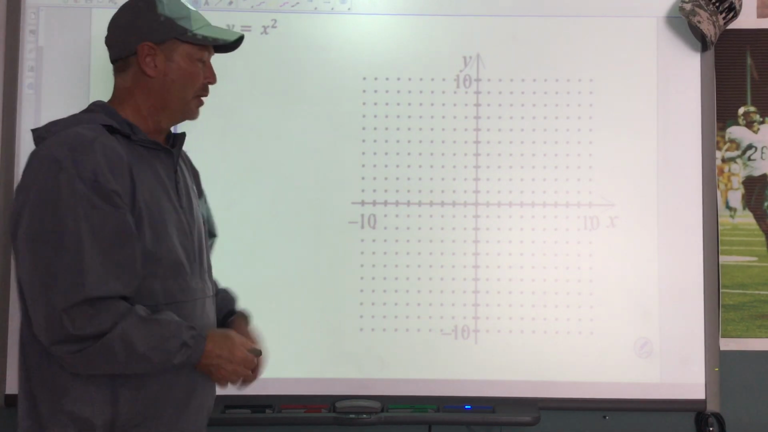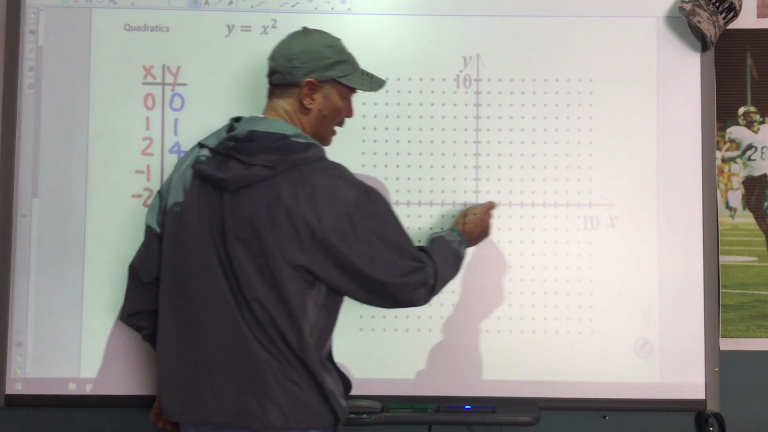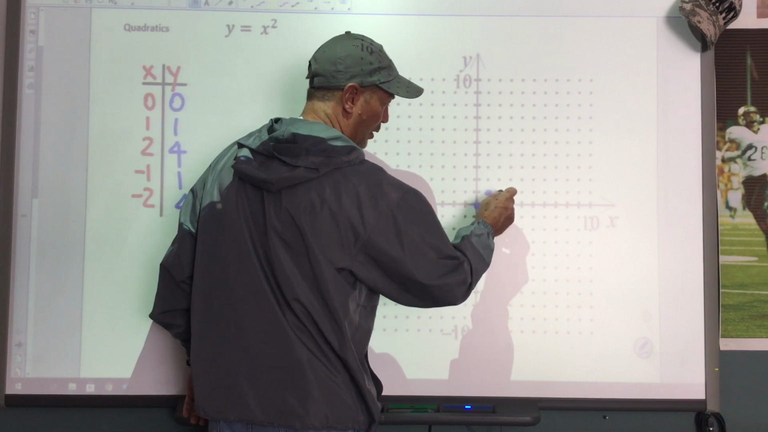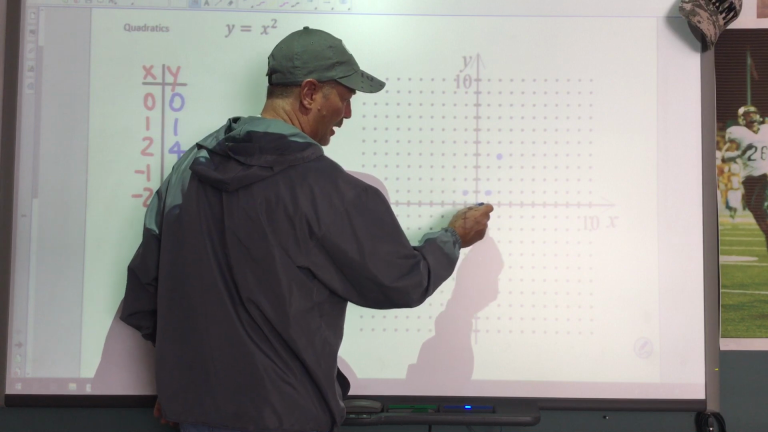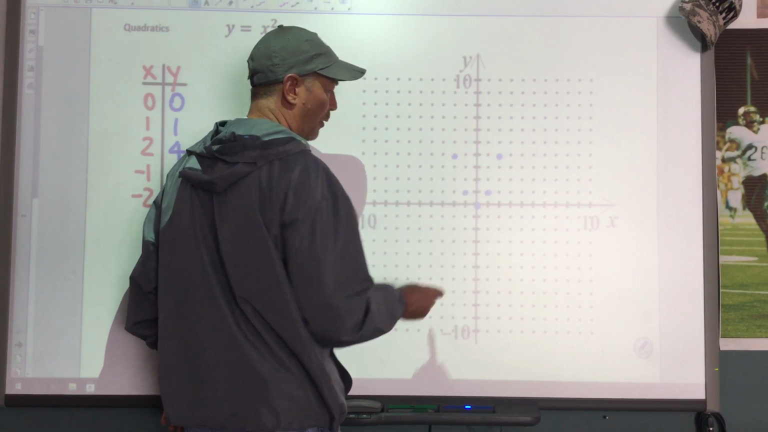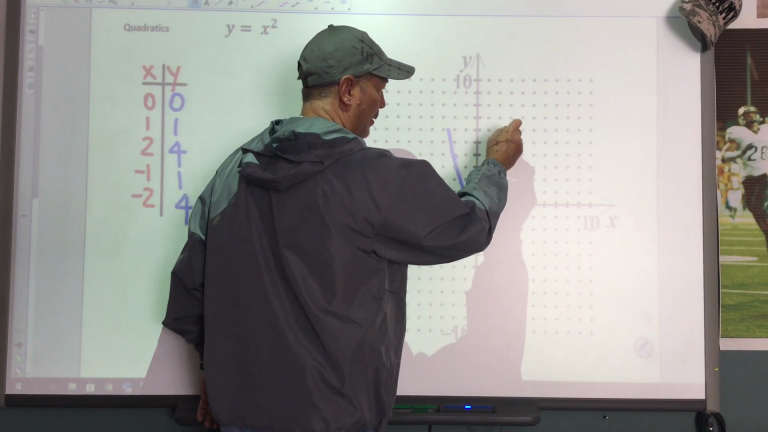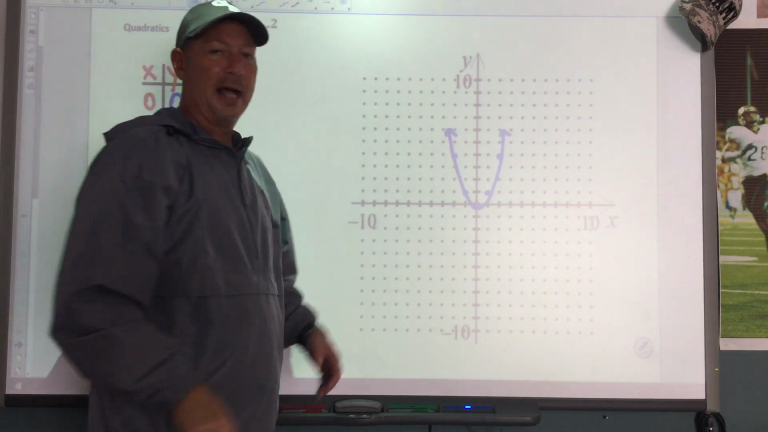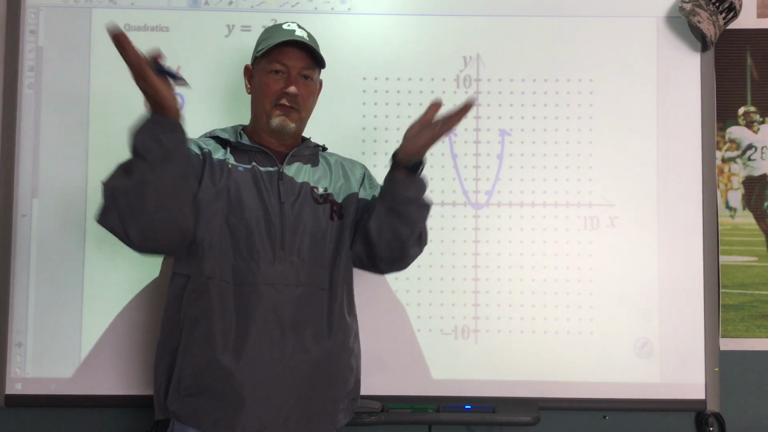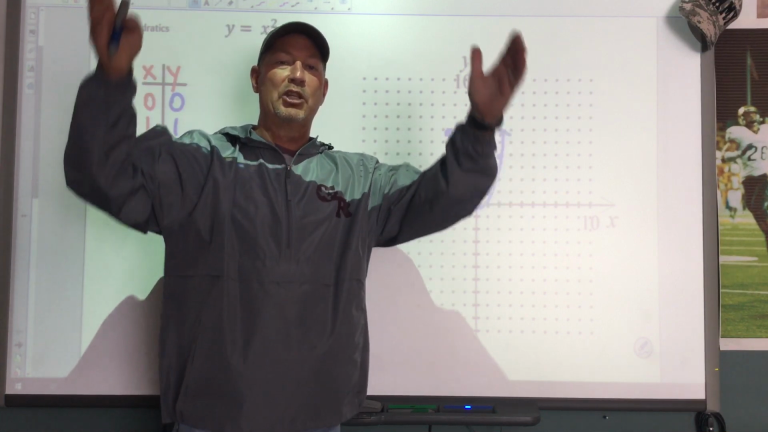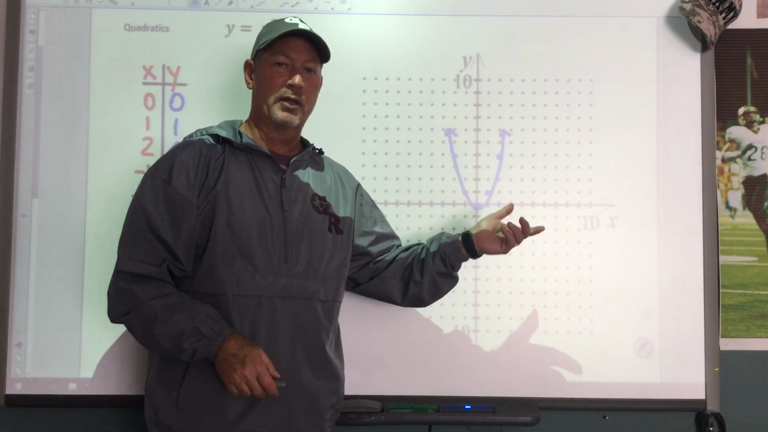Now, if we plot these points, we would look at something that looks like this. We'd be at 0, 0, 1, 1, 2, 4. Negative 1, 1, negative 2, 4. And when I connected those, that's what my graph of my parent function would look like, okay? It's not V-shaped, it's gonna be more of a U, it's a parabola, okay? And again, we can do the same transformations.